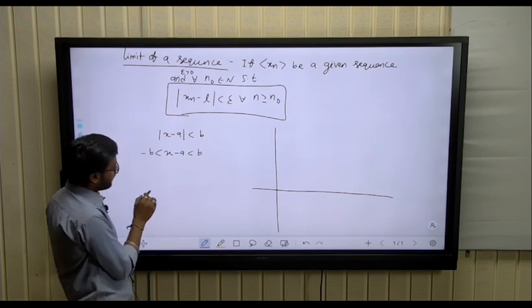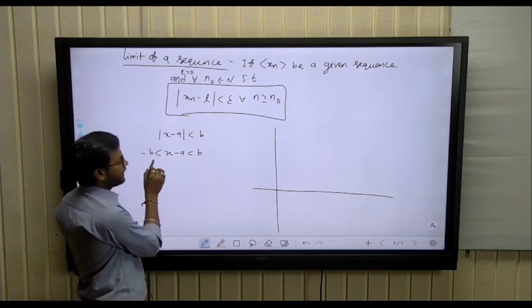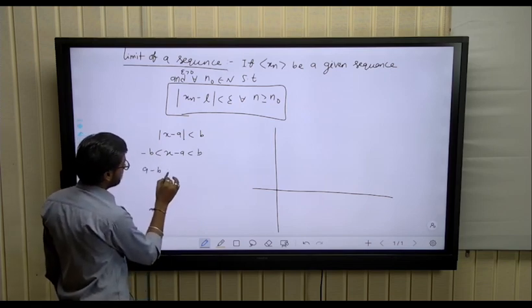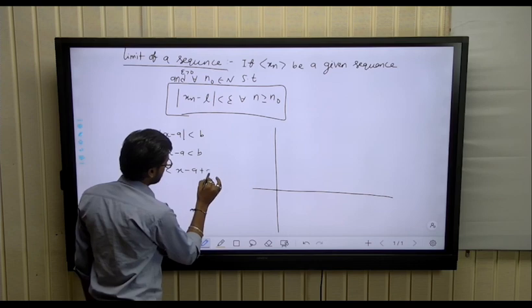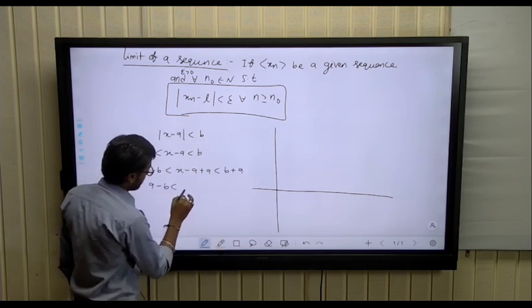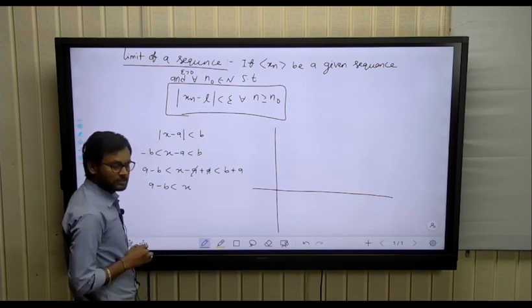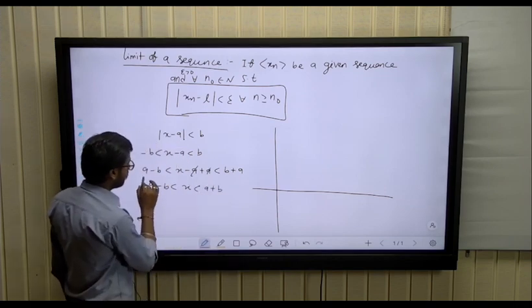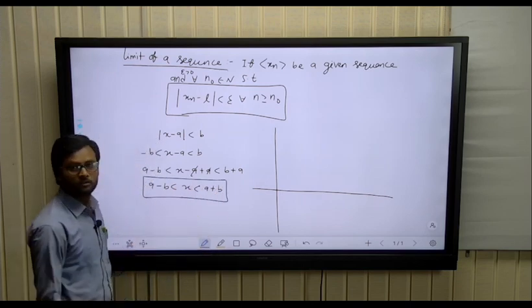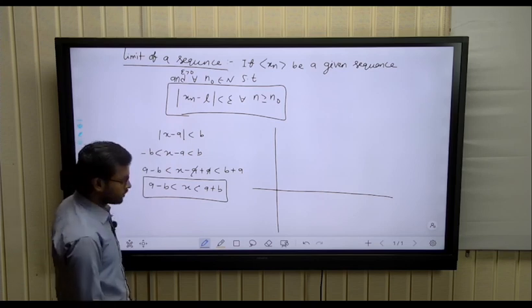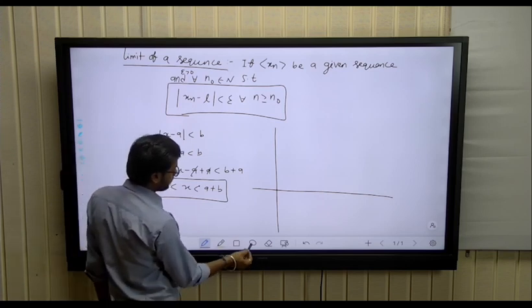If I add plus a in all three terms, then we get a minus b less than x minus a plus a less than b plus a. So a minus b less than x less than a plus b, since the a cancels out. So basically this is the opening of the mod function. Now we apply this method on this mod function, then what is the value of x?